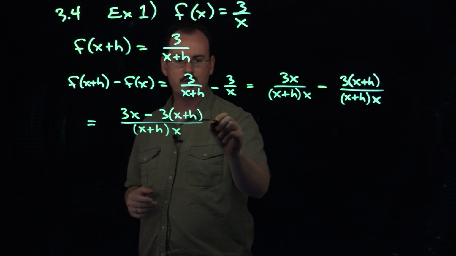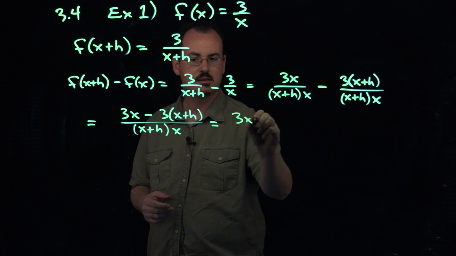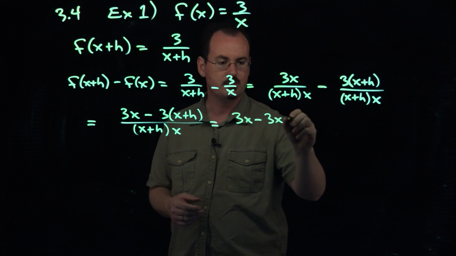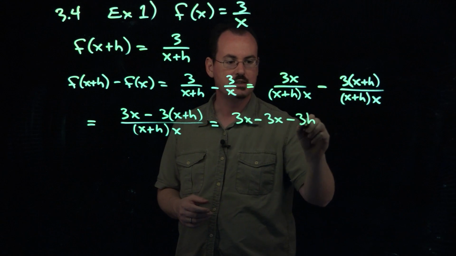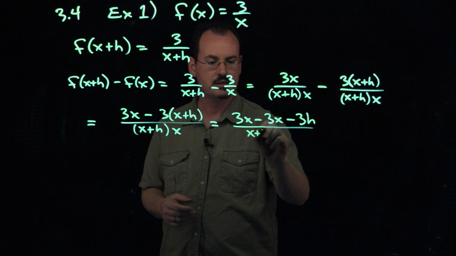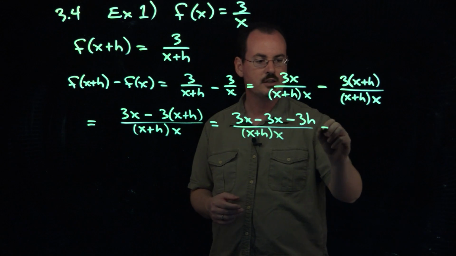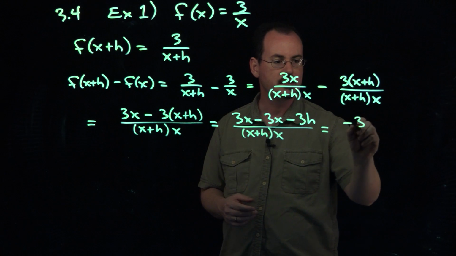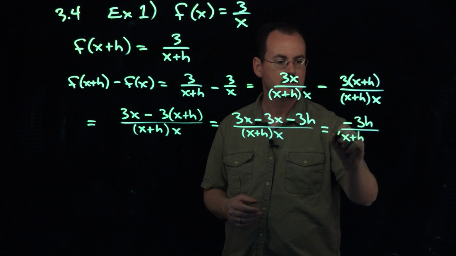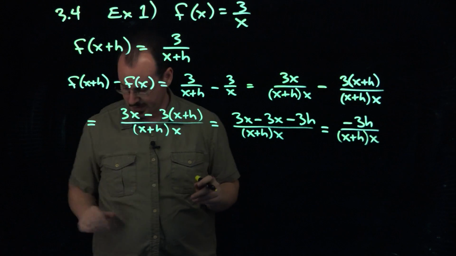Okay, we can do more than that because we can distribute that minus 3, so we're going to get 3x minus 3x. The minus 3 will distribute to the other one as well, so we'll have minus 3h. Divide this by x plus h times x. Now notice the 3x terms are going to cancel, so what we have left is minus 3h over x plus h times x. Okay, so we've found and simplified that quantity there.